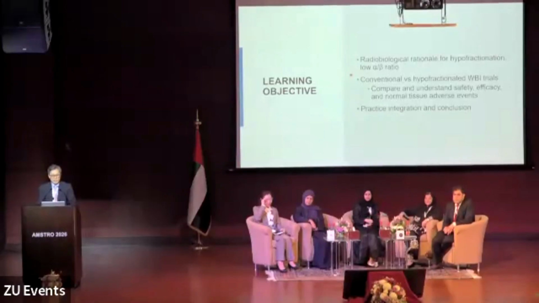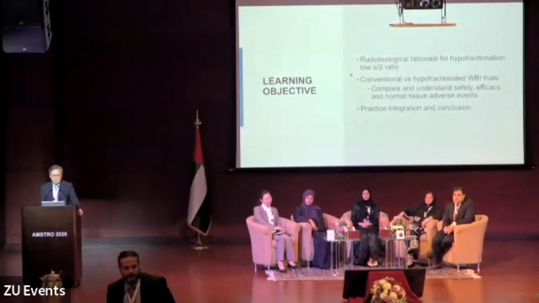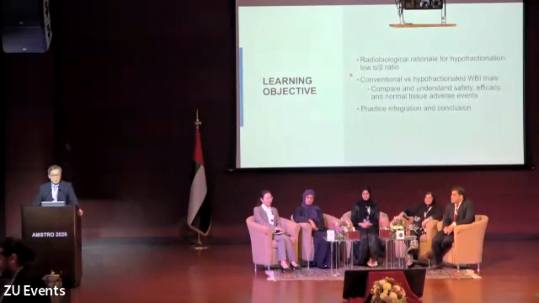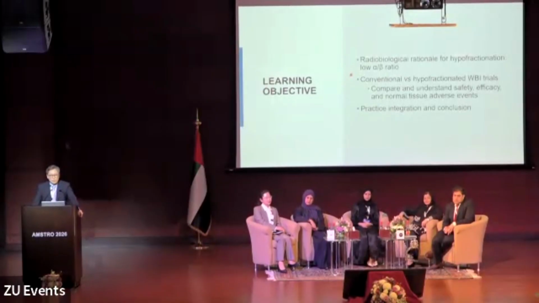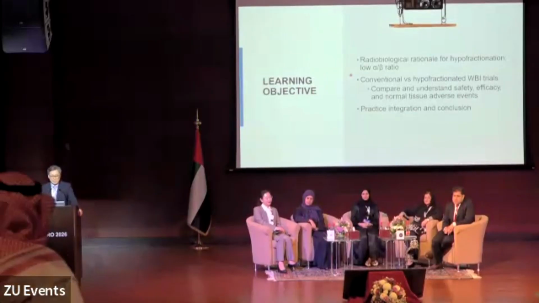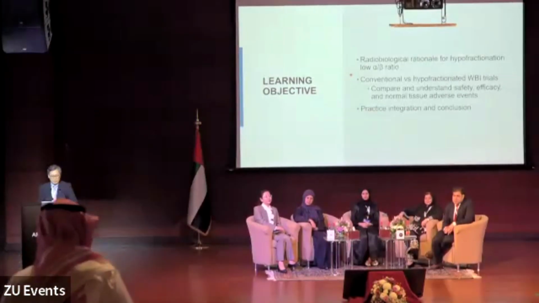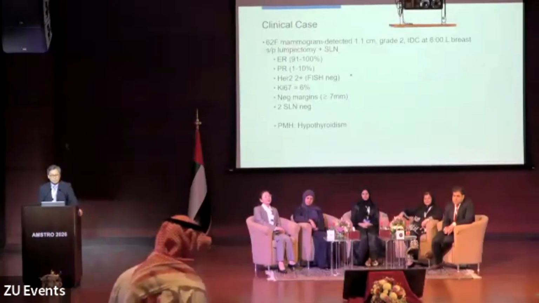These are my disclosures, and this is the learning objective. So we'll go over the radiobiological rationale for hypofractionation in breast cancer. Ultimately, it's the low alpha beta of the breast cancer, but also the breast tissue itself has a low alpha beta ratio, so keep that in mind. And we'll go over the conventional and hypofractionated trials, beginning with the moderate and then ending up with the ultra, and look at the efficacy as well as the toxicity. And then we'll end with the practice integration and conclusion.